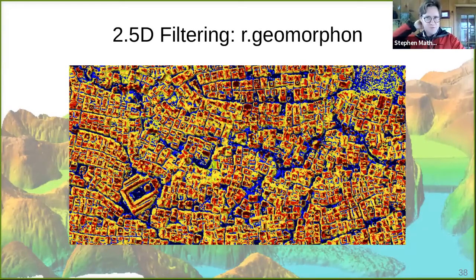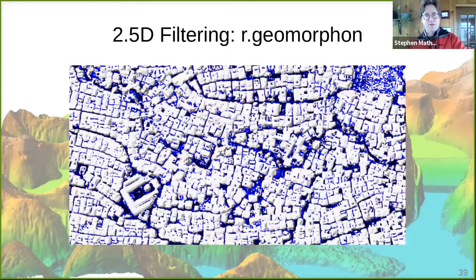Next. If we run geomorphon on this, the results are actually surprisingly good. We get those low-lying areas showing up as valleys and depressions. We get the roof lines showing up largely as a range of higher values. And for a completely automated technique where I twisted one knob, this is very, very promising.